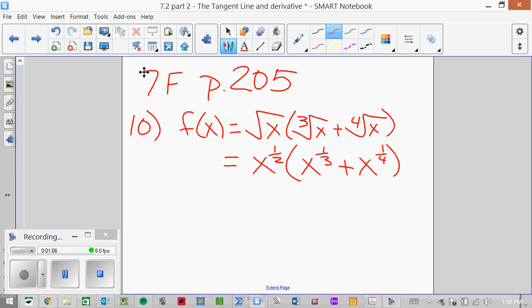Okay. So now I have to distribute, right? So I'm going to distribute. I haven't taken the derivative yet. Don't try to take the derivative. I haven't even gotten to the point of where I can take the derivative. So this is going to be x to the 1/2 times x to the 1/3 plus x to the 1/2 times x to the 1/4.